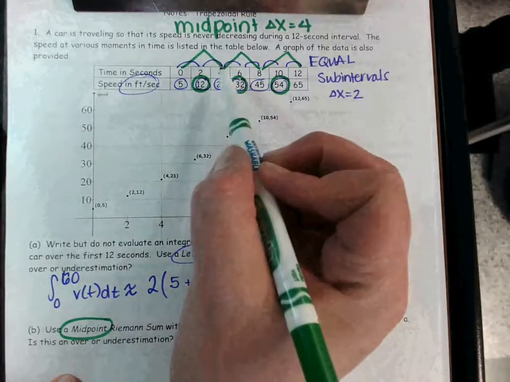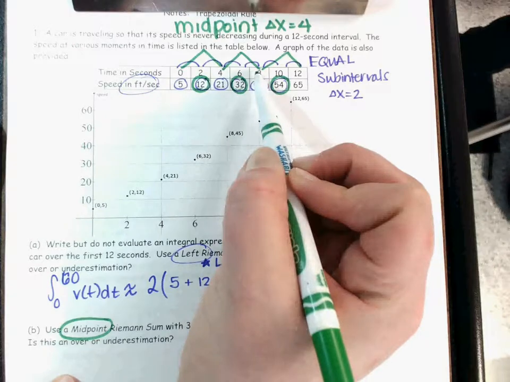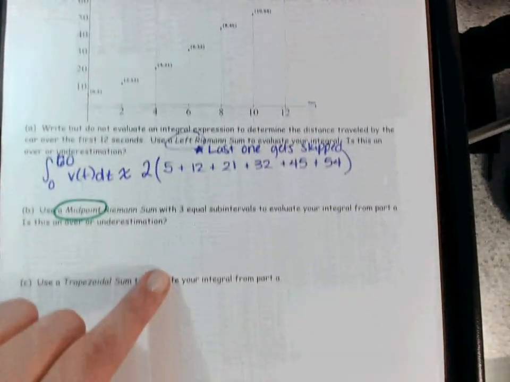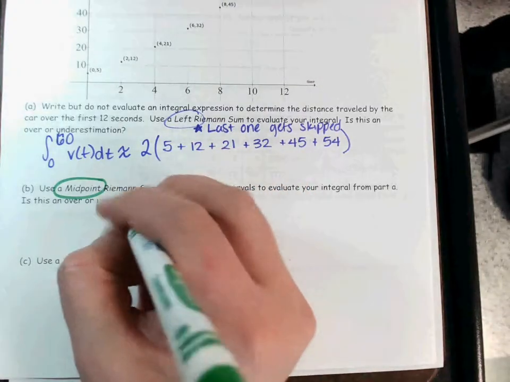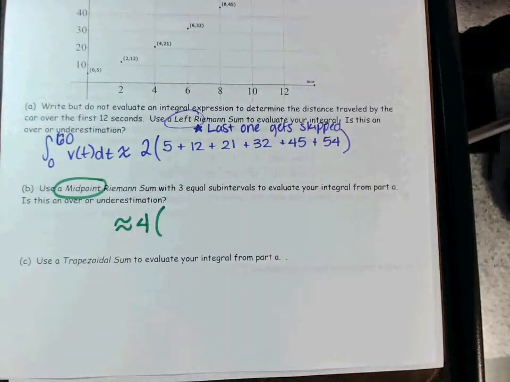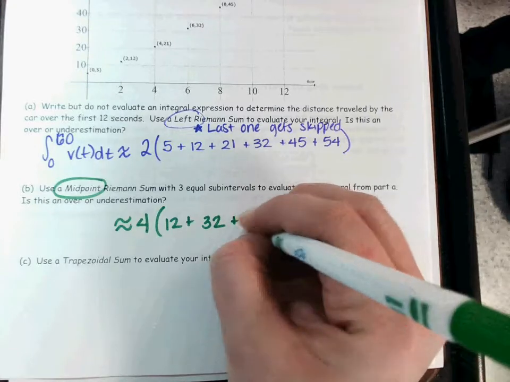Because from 0 to 4, how long is it? Yeah, and then from 4 to 8, how long is it? 4. And then 8 to 12, 4 again. Okay, so come down here. I'm going to put my 4 in the front. And then I'm only going to add the midpoint y values, which would be 12, 32, and 54.